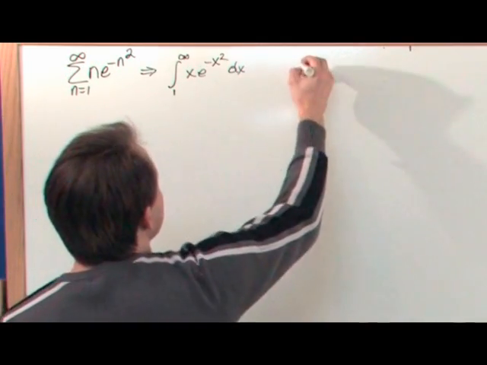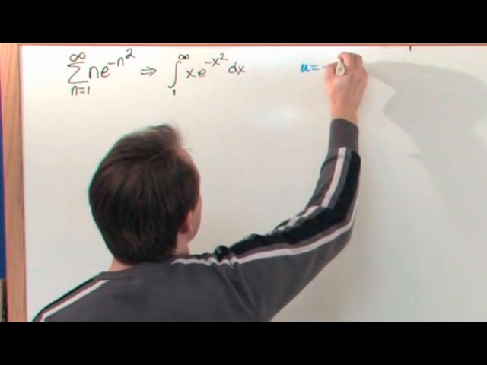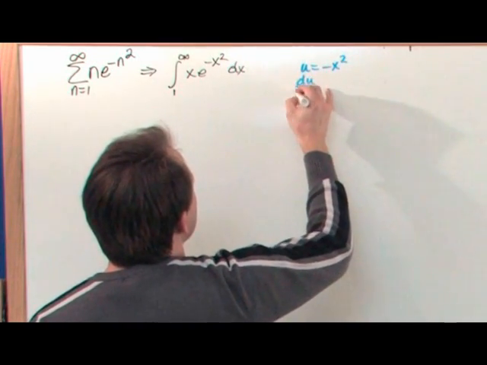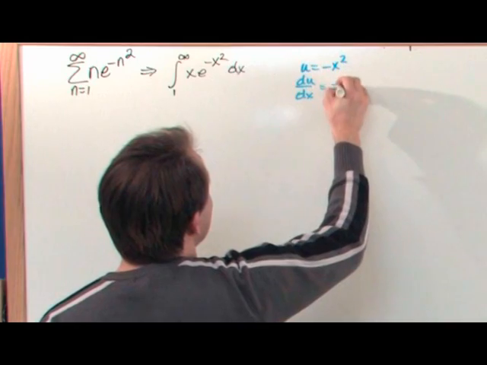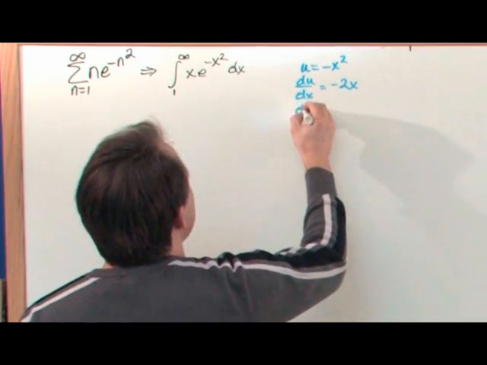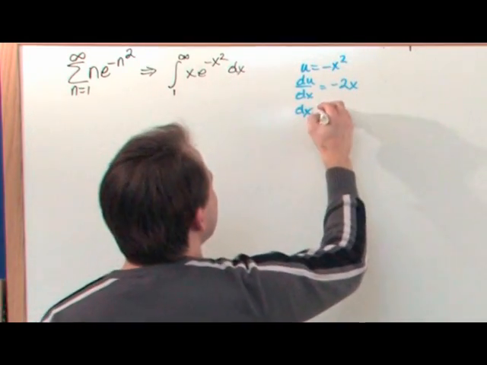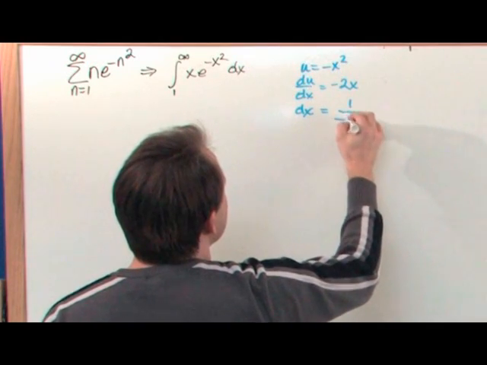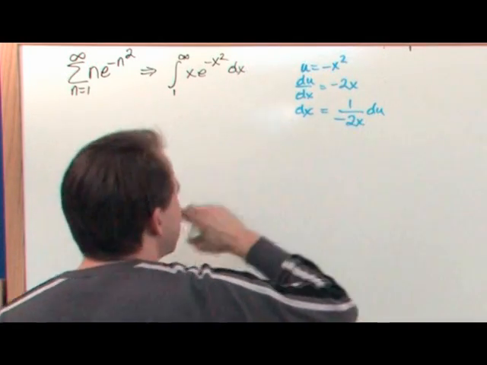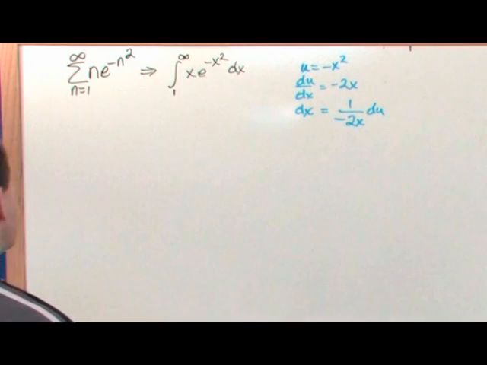So what I'm going to do is I'm going to say u is equal to negative x squared, du dx is equal to negative 2x. So then dx, which is what I'm going to need to plug in here, is equal to 1 over negative 2x du. That's what I need. Okay, so let's go ahead and plug that in.